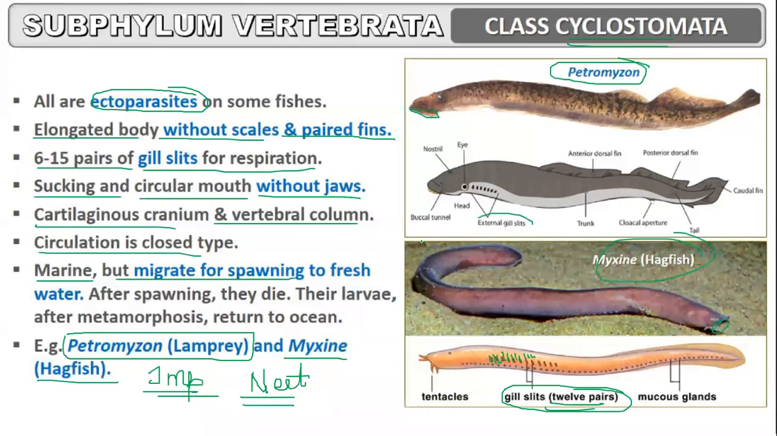So these are the external gill slits. How many gill slits are present? 6 to 15 pairs of gill slits are found. So that's all about Cyclostomes.